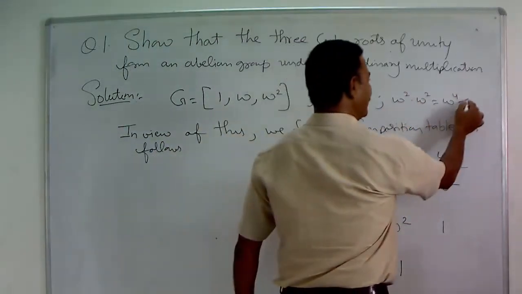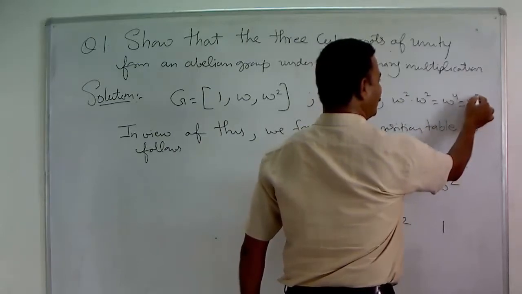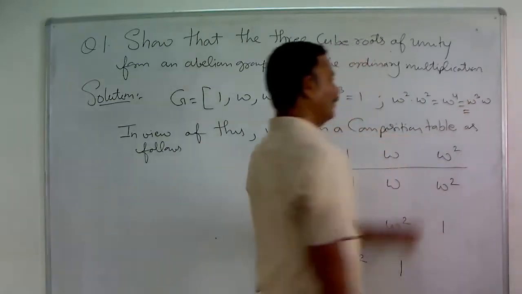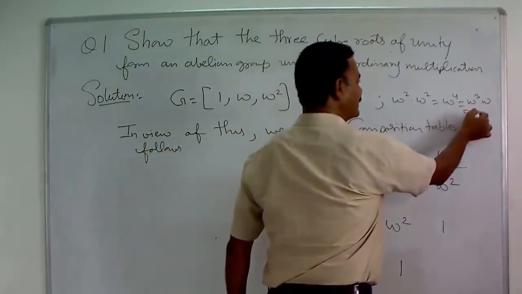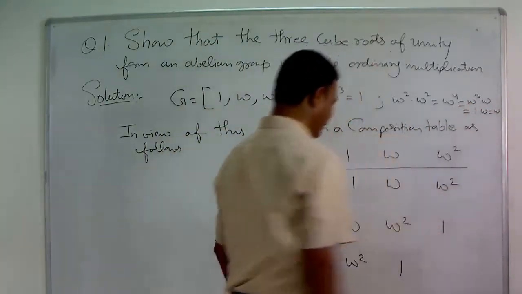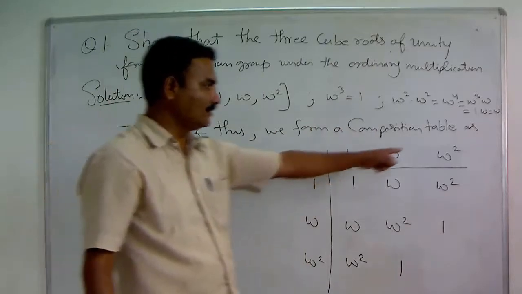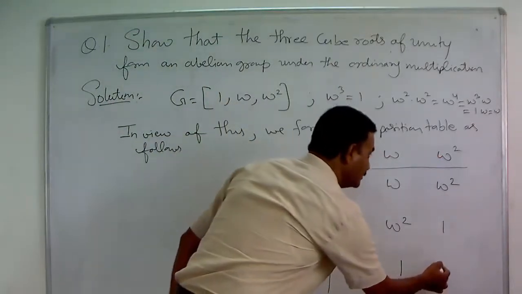And further, we split omega 4 into two factors, omega cube into omega. Because omega cube is 1, finally we get omega. So when we multiply omega square with omega square, we get just omega.